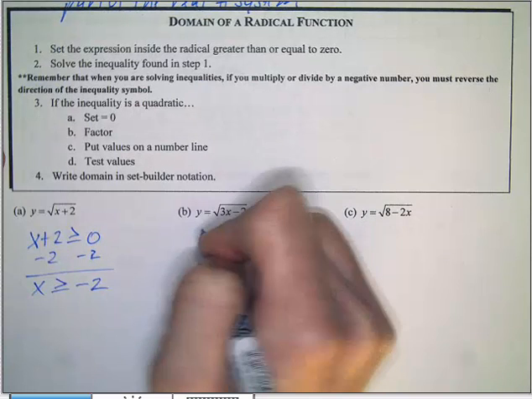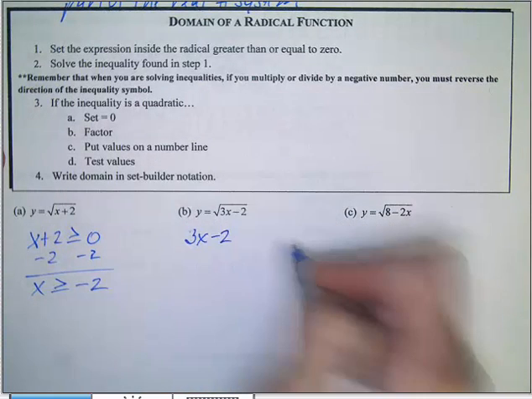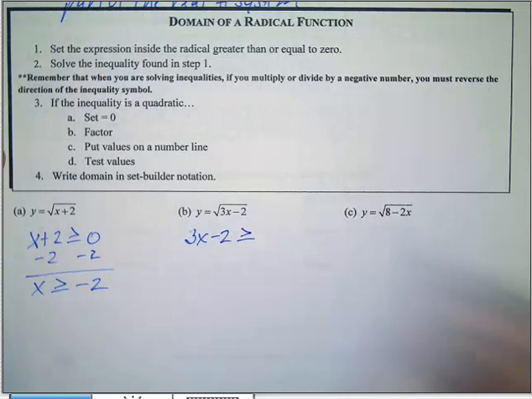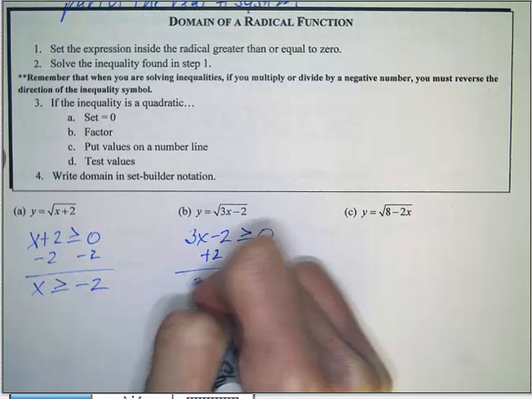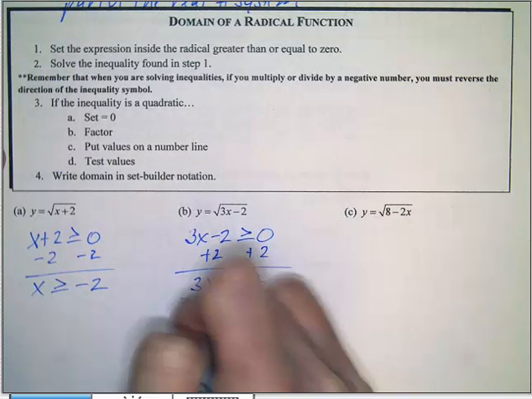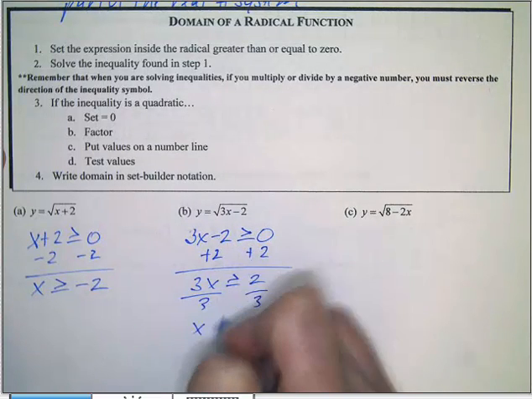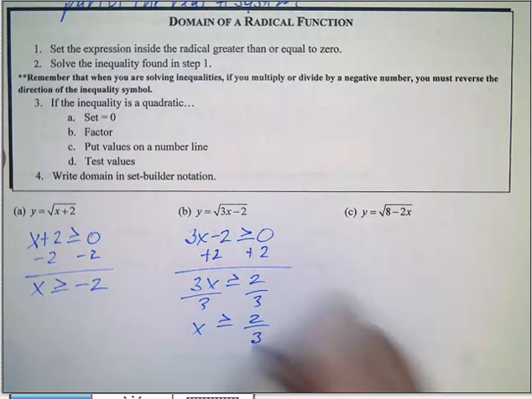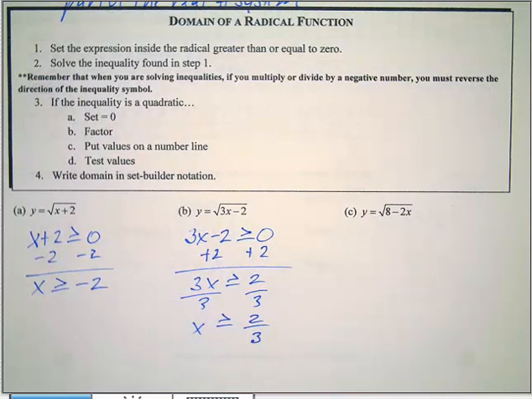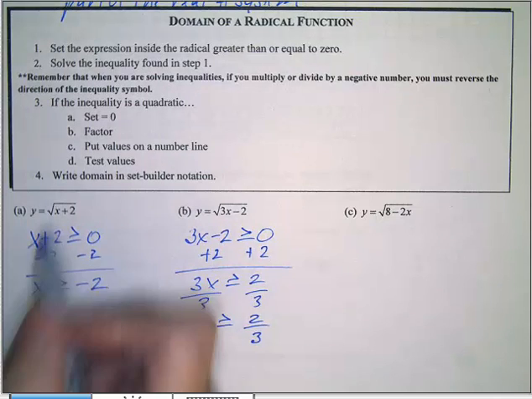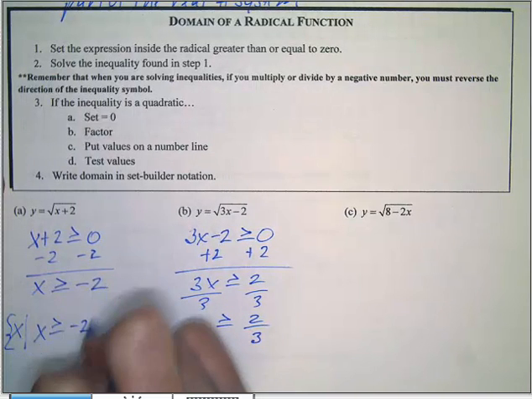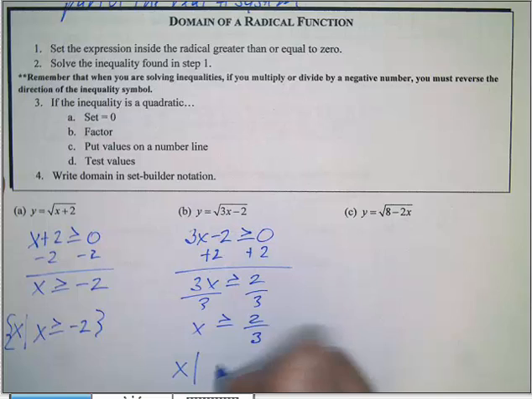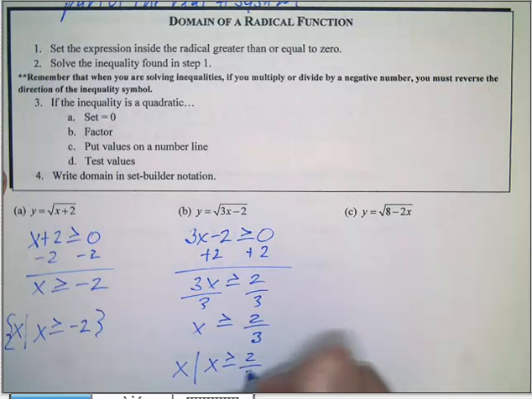So we're going to take 3x minus 2 and make it greater than or equal to 0. Add 2. So 3x is greater than or equal to 2. Divide by 3. X is greater than or equal to 2/3. So again, remember, this is the domain, and it asks us to write them in set builder notation. So x such that x is greater than or equal to negative 2. X such that x is greater than or equal to 2/3.